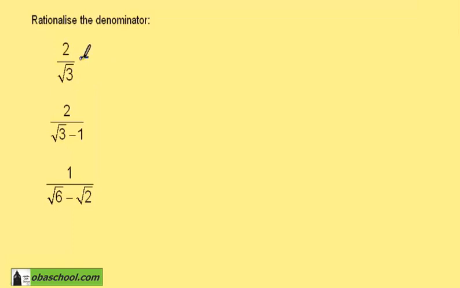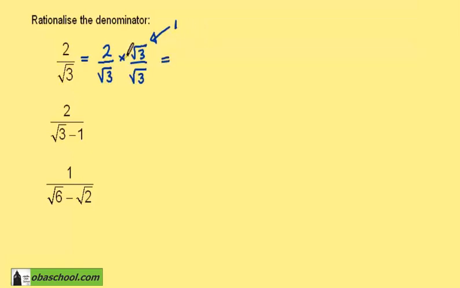The technique for doing this is relatively straightforward. We take 2 over root 3 and we multiply by root 3 over root 3. We'll see why root 3 is chosen in a moment. Root 3 over root 3 is 1. Multiplying by 1 won't change the value of the original expression.